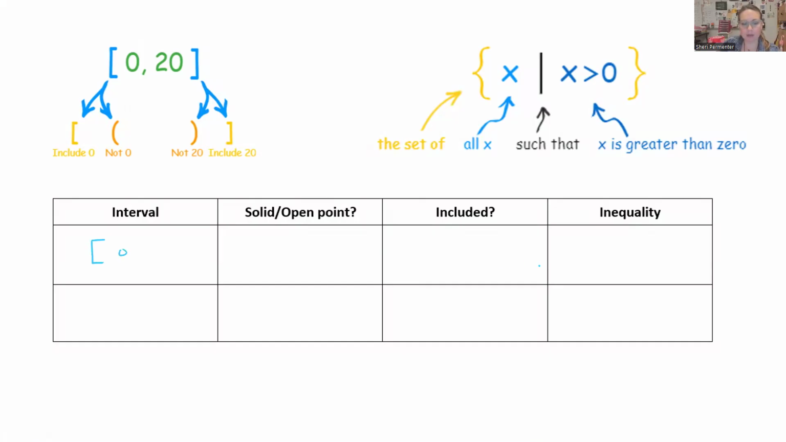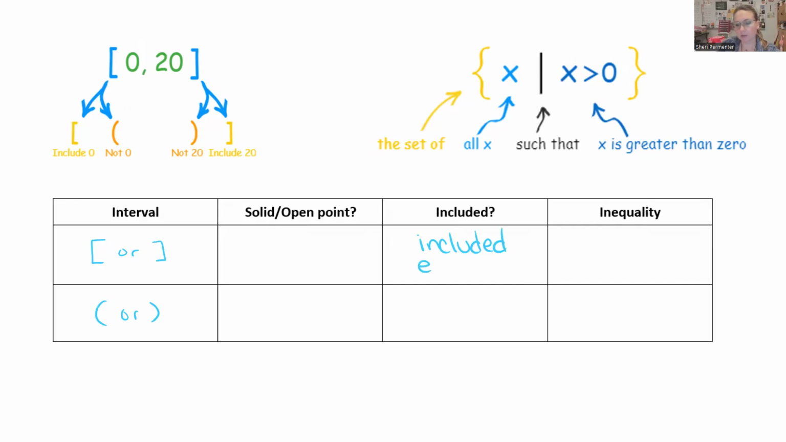We use this one, or we use this one. And when we use this one, remember this one is part of that equal symbol. And so would we say that it's included if it's got the equal symbol or not included? What do y'all think? If it's got the equal symbol, is it going to be included or not included? Yes. So included.